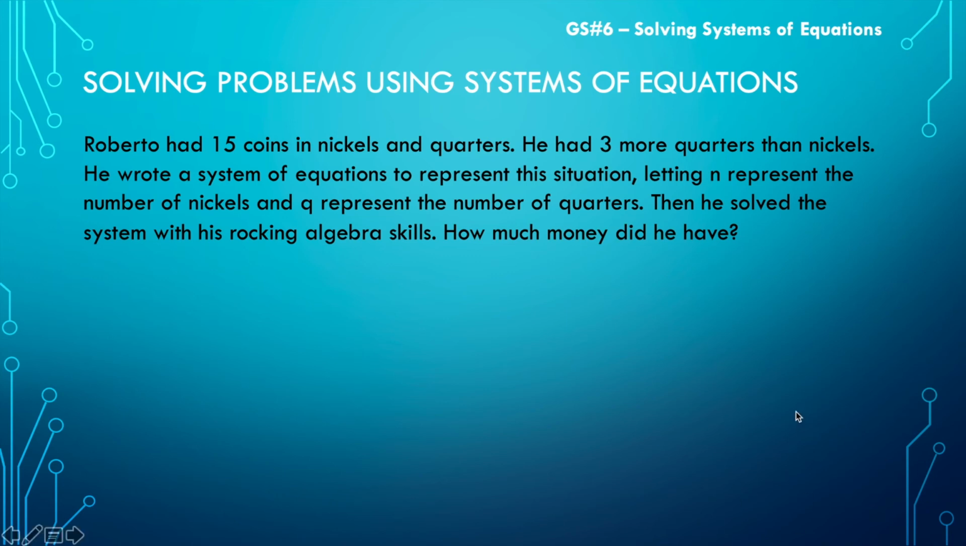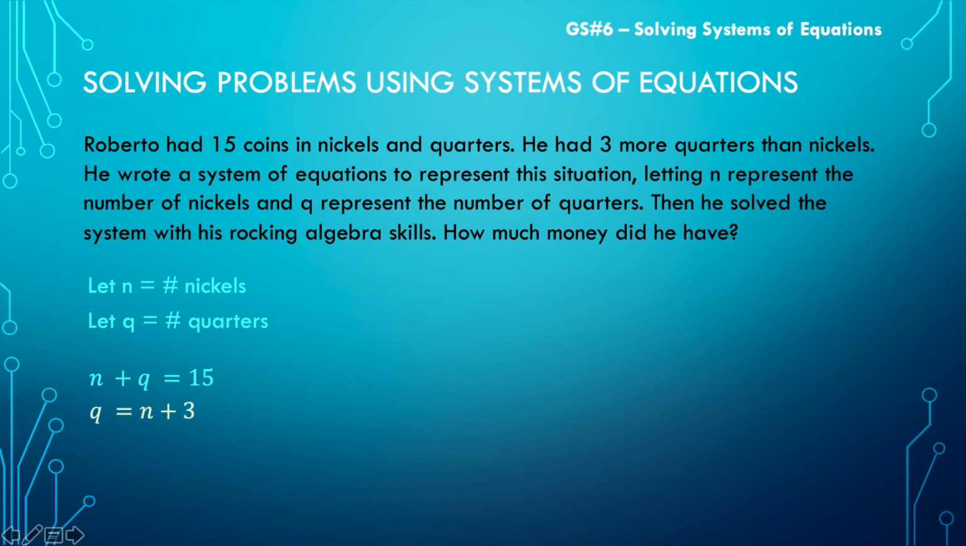Okay, so we are already kind of told what he used to represent his variables, right? n is the number of nickels he had, and q is the number of quarters that he had. So if we know he had a total of 15 coins, we can write an equation using the 15. We can say that n plus q is equal to 15. And we also know that he had 3 more quarters than nickels. So quarters are bigger than the amount of nickels he had. Nickels plus 3 would equal the number of quarters.